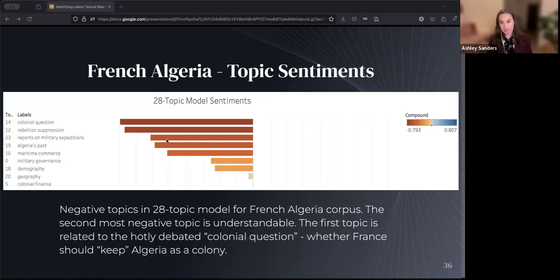The next corpus, the much larger corpus, was also really interesting. Here I ran a 28 topic model for this larger corpus, again using that same method of running coherence scores on the different numbers of topics and identifying a model that would be as coherent as possible at 28, and then running sentiment analysis on those resulting topics. And what I discovered, the second most negative topic is understandable.